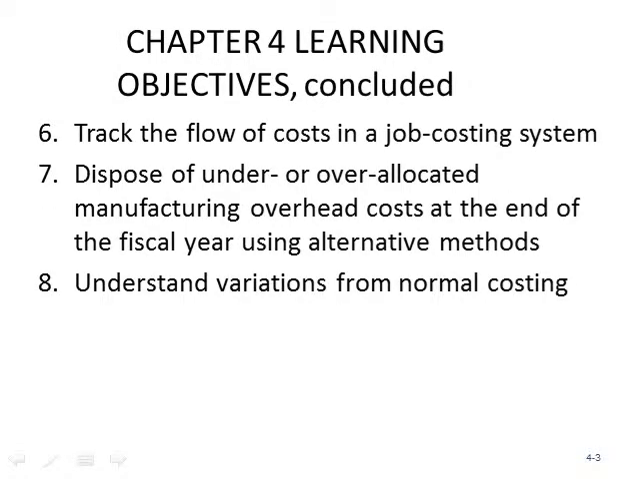Our 3 final learning objectives include tracking the flow of costs in a job cost system, how we dispose of an over or under allocated manufacturing overhead cost at the end of the fiscal year and what different alternative methods we have available to us, and then understanding variations from normal costing.